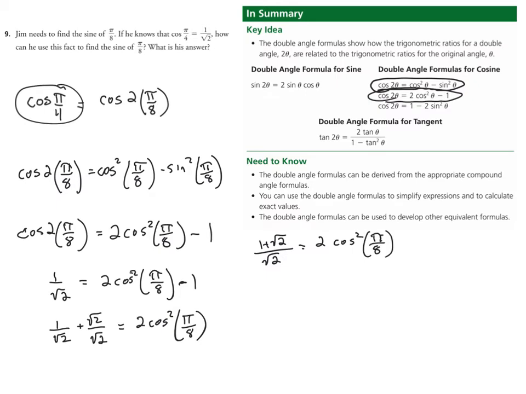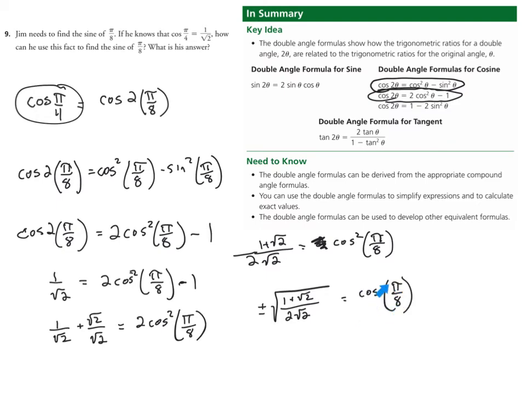I'm going to divide both sides by 2. So I'm just going to put a 2 down here and take it out of there. And now I need to take the square root of both sides. So I'm going to say plus or minus the square root of 1 plus root 2 over 2 root 2 is equal to the cos of pi by 8.